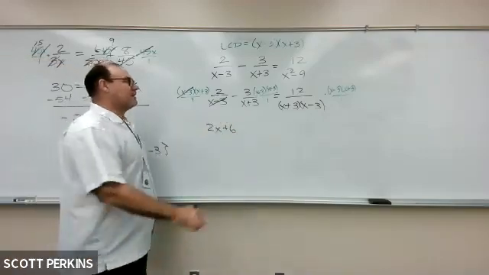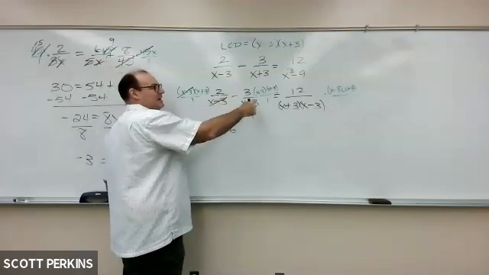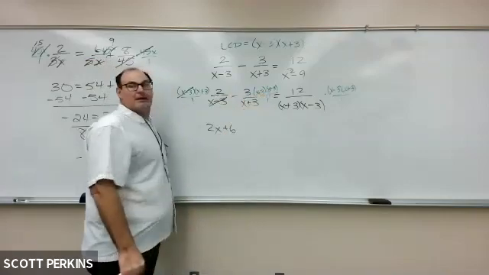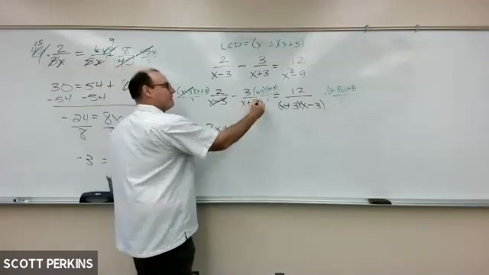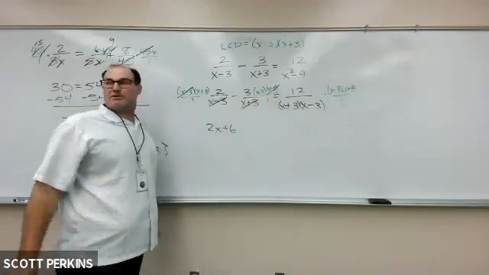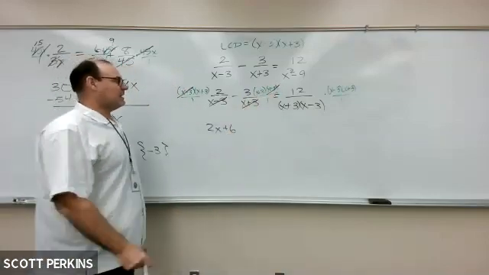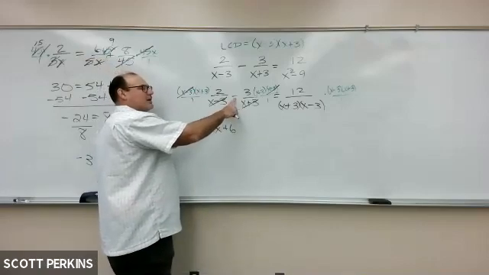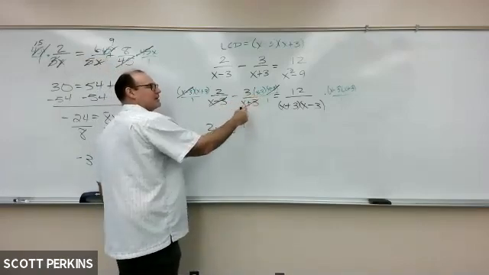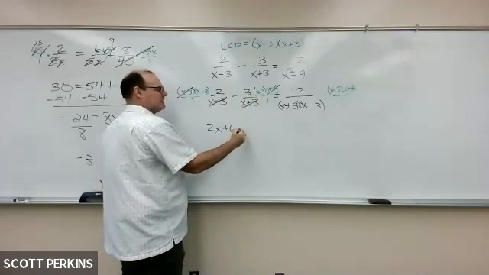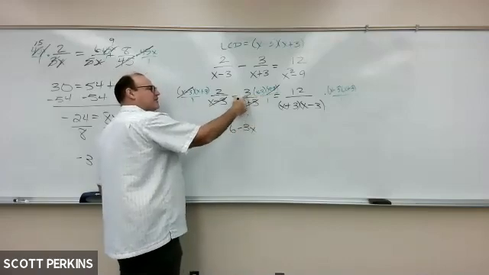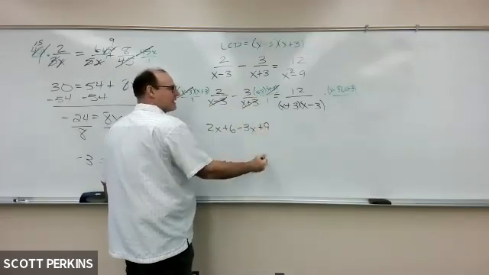The next one, I've got 3 over x plus 3 times x minus 3 over x plus 3. What's going to cancel there? The x plus 3 is due. And so now I have this negative right here. So I have negative 3 times x minus 3. So negative 3 times x is negative 3x. Negative 3 times negative 3 is plus 9.